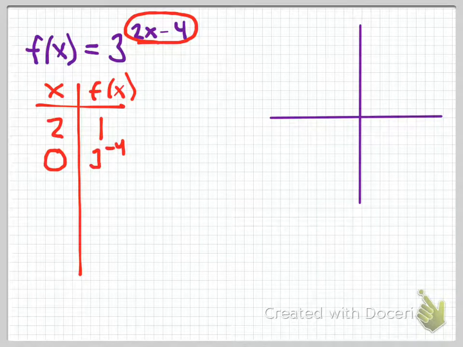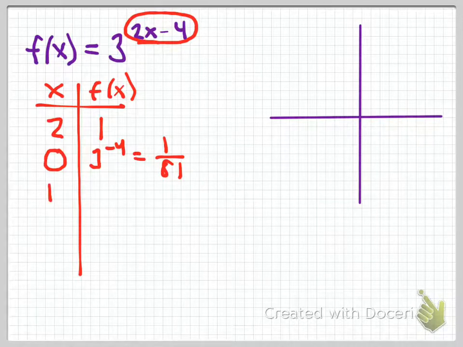Oh, that is not nice at all. But we know that's 1/81st. That doesn't look good at all. That's not promising. What if I plug a 1 in? If I plug a 1 in, I get 2 times 1 is 2. I get 3 to the negative 2nd. That's 1/9. So maybe I'm starting to make some heads or tails here.